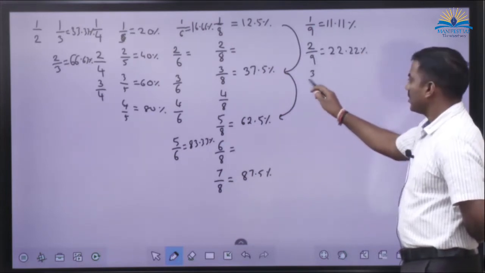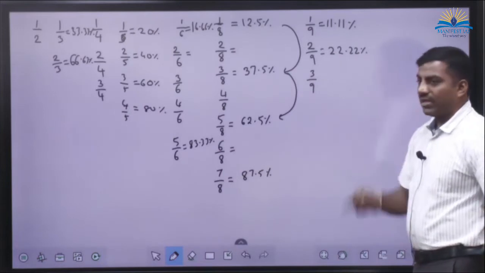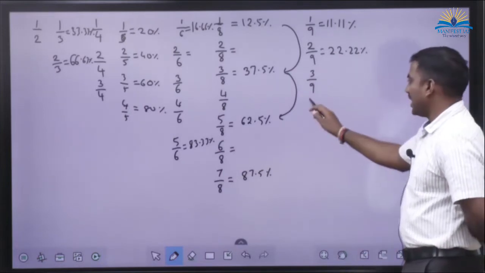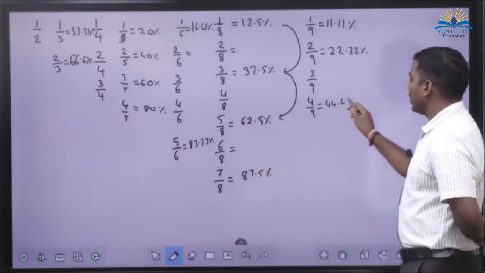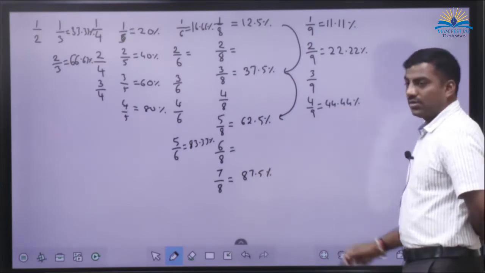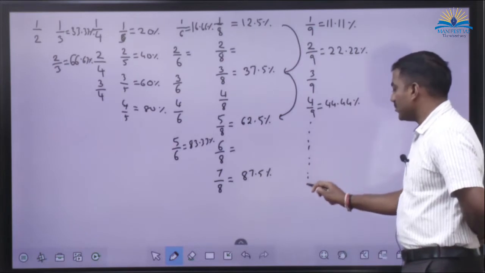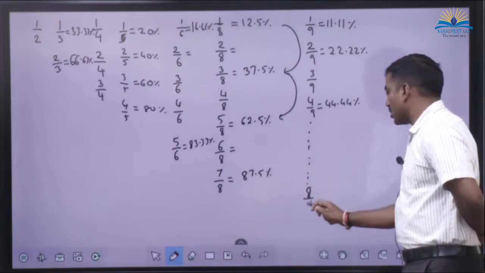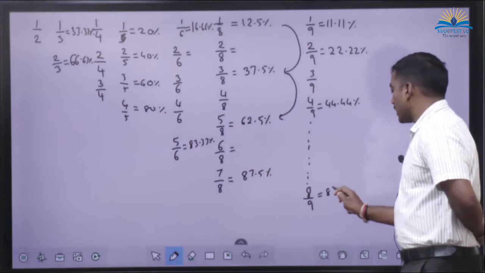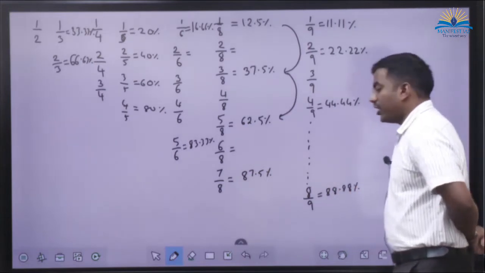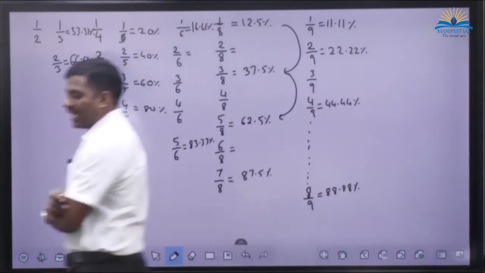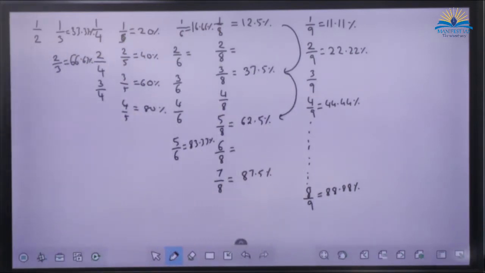3 by 9 is nothing but 1 by 3. 4 by 9 is 44.44%. Fill up to 8 by 9, which is 88.88%. Fill all the gaps there.